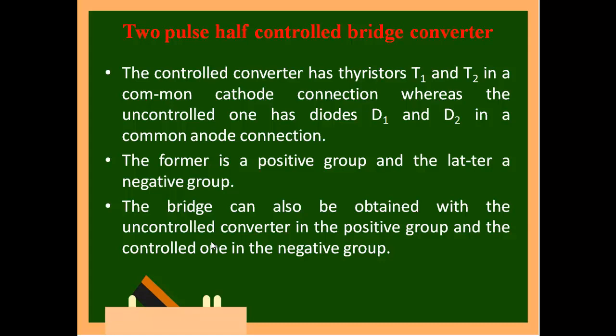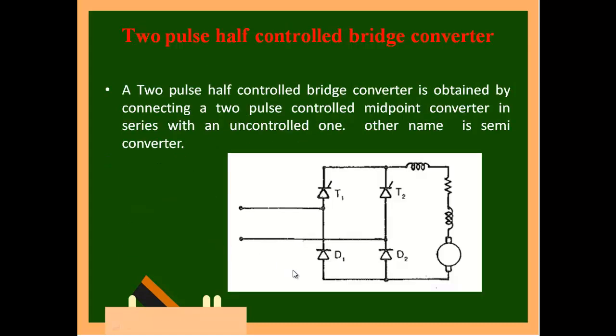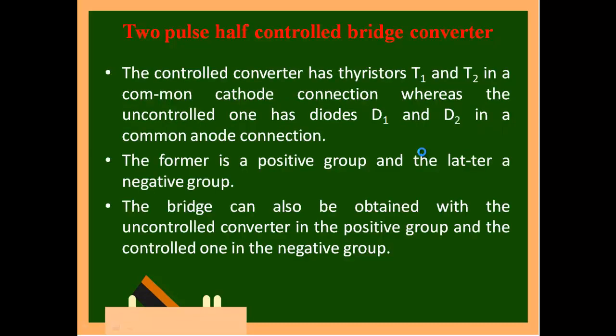The bridge can also be obtained with an uncontrolled converter in the positive group and a controlled one in the negative group. See, this I can change. T1 T2 I can put here, D1 D2 I can put here. There is no change. If you put D1, D2 here and T1 T2 there, the same thing is going to happen. It is only reshuffling and redrawing the diagram, that's all. Wherever you put them, the behavior will be the same.